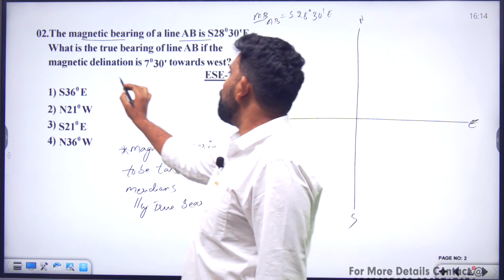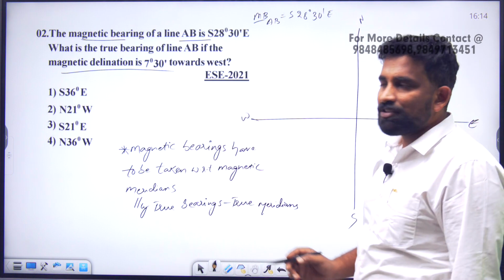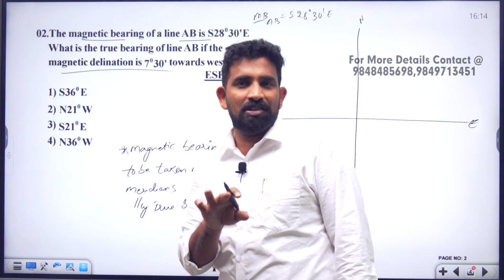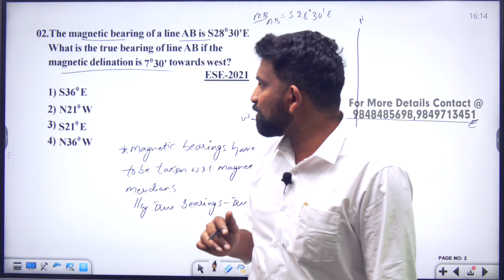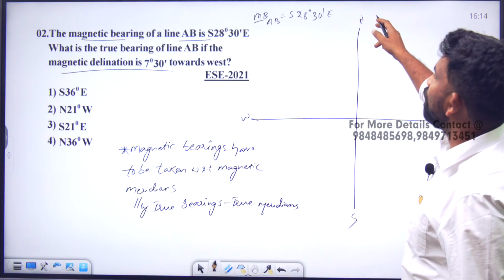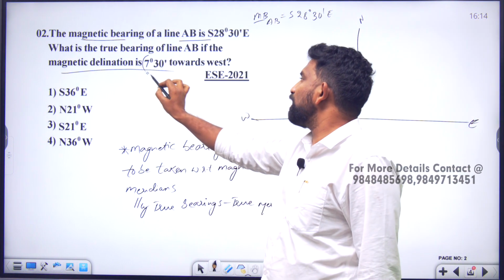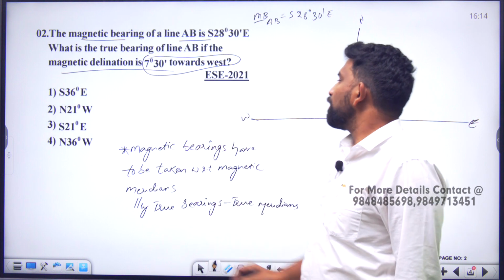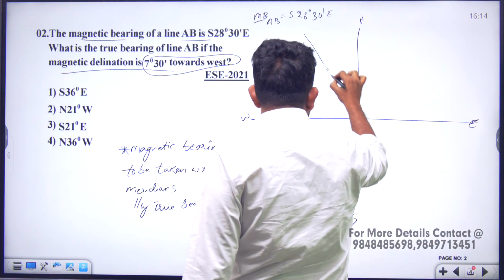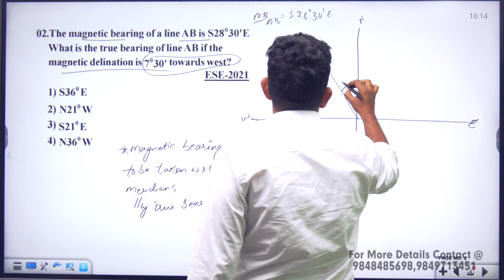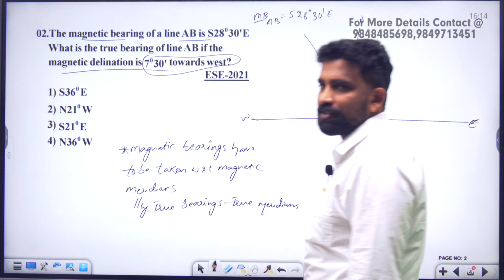Okay, but a value was given here called magnetic declination. And what is magnetic declination? Already we have discussed. Magnetic declination is nothing but the horizontal angle that is observed in between a true direction and a magnetic direction. Here the true direction is already given, and that angle shows the magnetic declination, 7 degrees 30 minutes towards the west. Now this is your magnetic declination, 7 degrees 30 minutes, lying towards west.